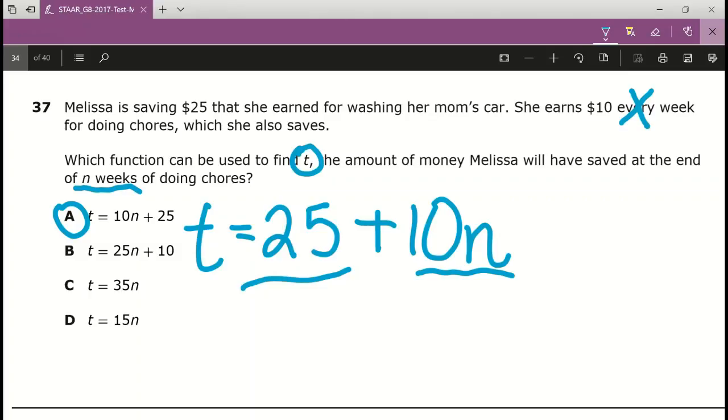Right, so the big takeaway for these types of problems is each, every, per. Those are all variable words. We will have some sort of letter after those numbers.